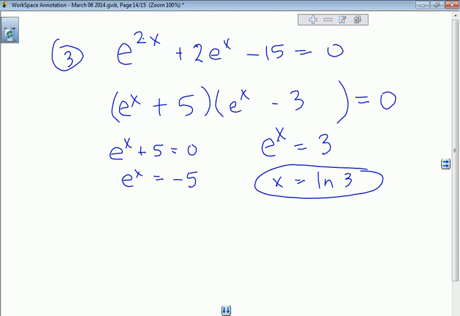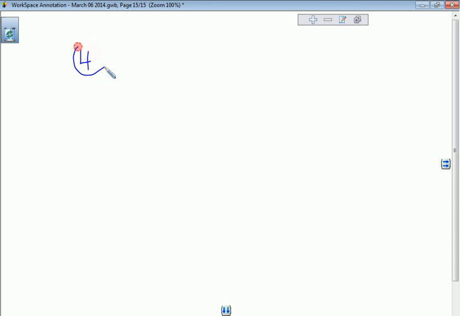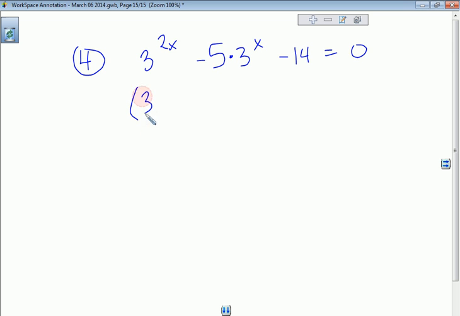Okay, let's look at another one. Example 4. Here we have 3 to the 2x minus 5 times 3 to the x minus 14 equal to 0. So hopefully we can all see that our n, if we used n substitution, would be 3 to the x. I'm not going to put it in. I'm just going to say this is 3 to the x. And if I'm factoring, this is 3 to the x.